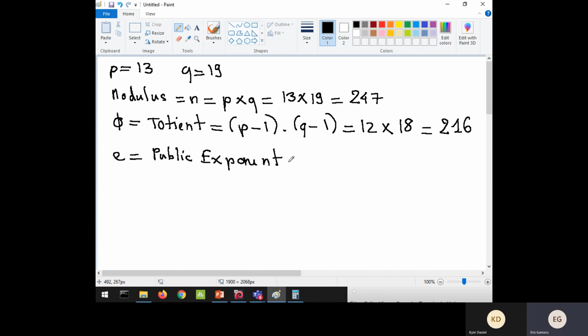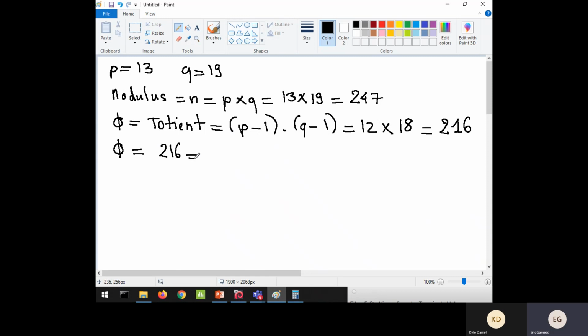How can we choose E? What is the condition to choose E? It has to be coprime with 216. So they cannot share a divisor. So maybe before I do that, we can write 216 as a product of prime numbers.